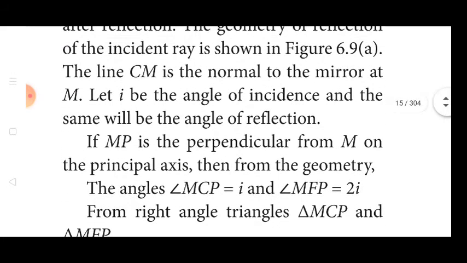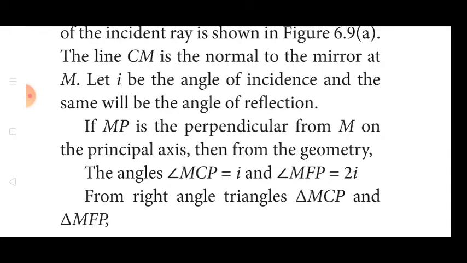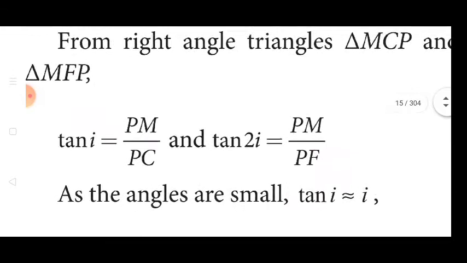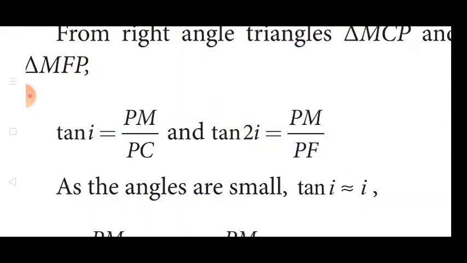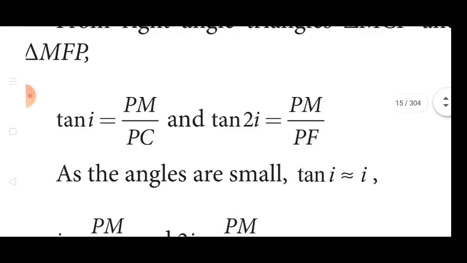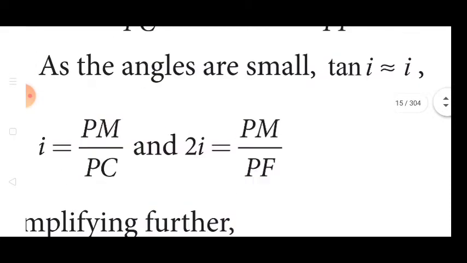If MP is the perpendicular from M on the principal axis, then from the geometry the angle MCB is equal to I and the angle MFP is equal to 2I. From the right angle triangles MCB and MFP we write: tan I is equal to PM by PC and tan 2I is equal to PM by PF. As the angles are small, tan I is equal to I. That means if the angle is small, we can take only the angle. So I is equal to PM by PC and 2I is equal to PM by PF.